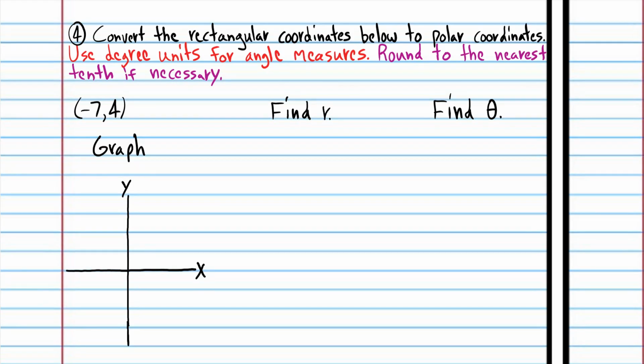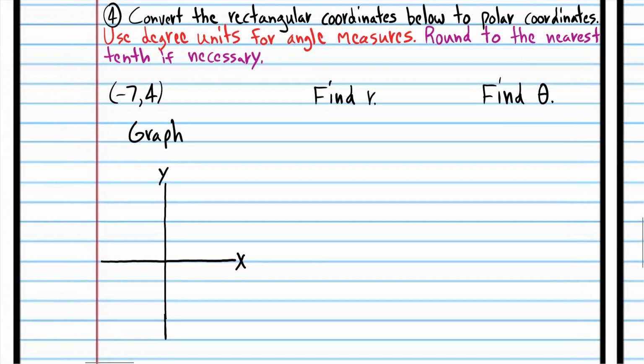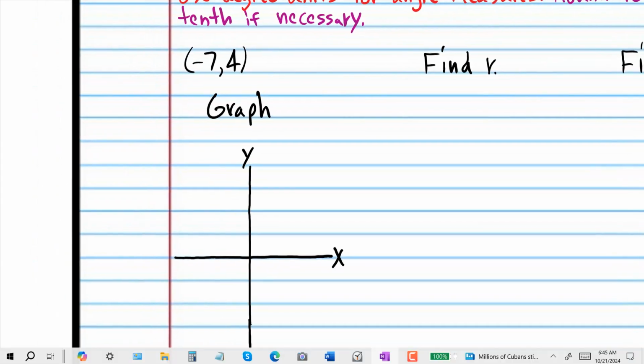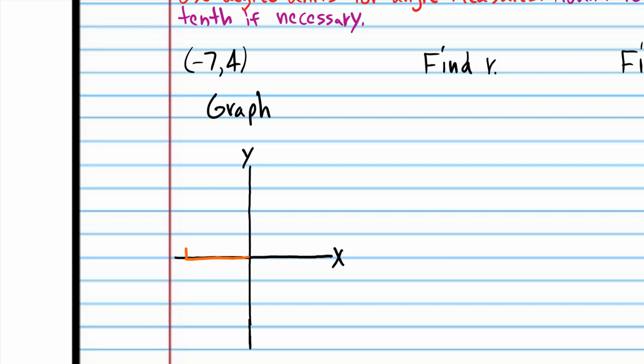Okay, we're back. So we have rectangular coordinates here, x and y, and we want to convert to r and theta. That's what it means to convert to polar coordinates. So I'm going to count 7 units to the left and 4 units up.